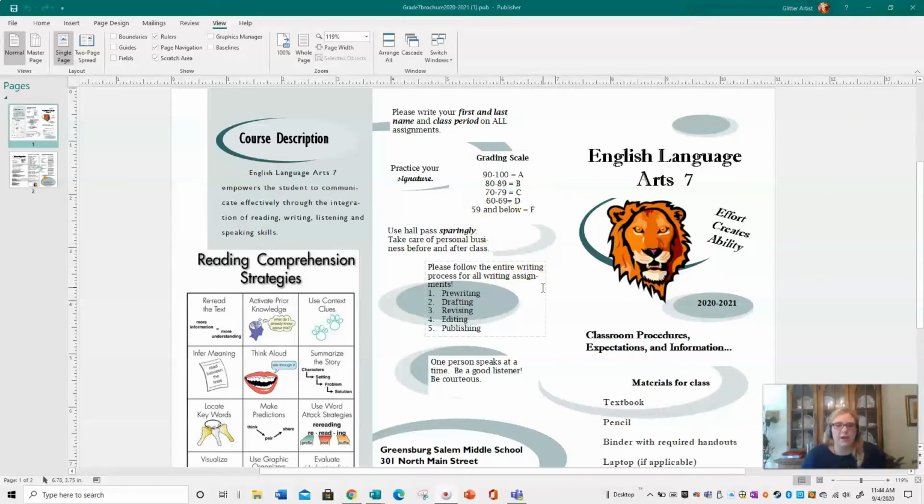This is more for in-person learners, but throughout the year we are going to be following the writing process: pre-writing, drafting, revising, editing, and publishing. Whether we're online or in person, one person should speak at a time. You want to be a good listener and be courteous. We don't want people talking over each other. These reading strategies over here are extremely important. When we're reading something, these are the things that good readers do.